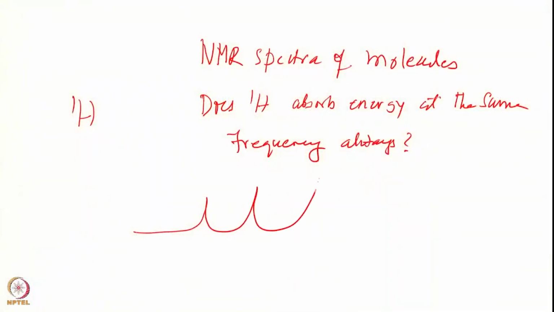He put alcohol in the magnet and observed 3 signals. Felix Bloch could not believe this. How can the same proton absorb at 3 different frequencies? This was a puzzle, and in fact this was the start of the concept of chemical shift. Why does this happen?